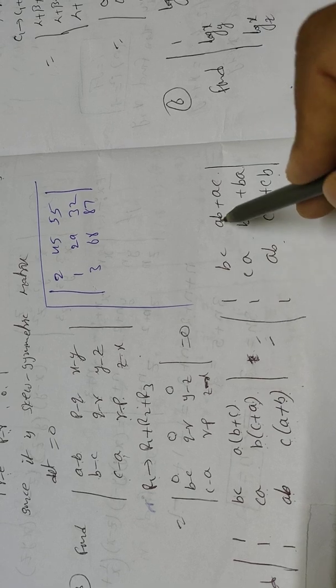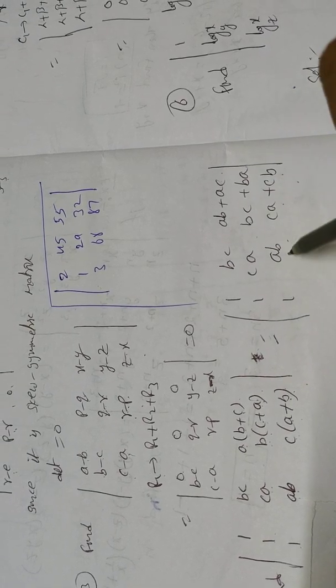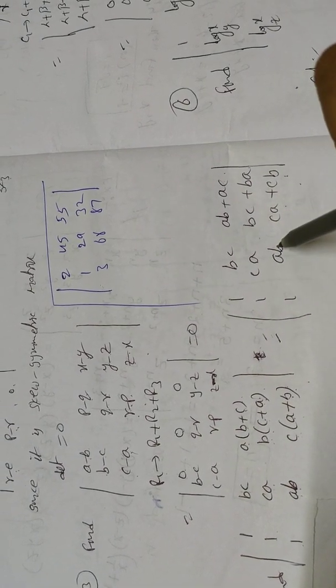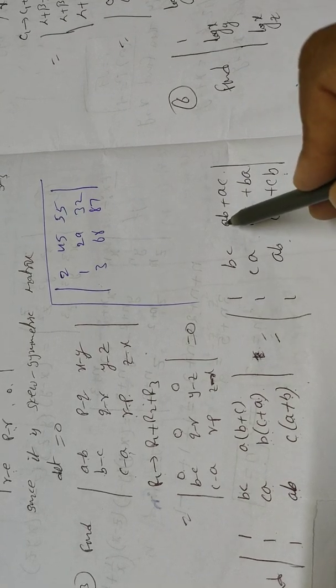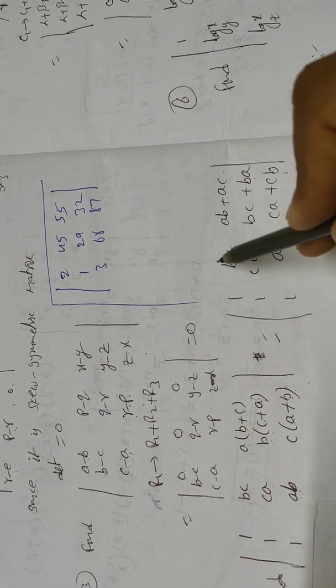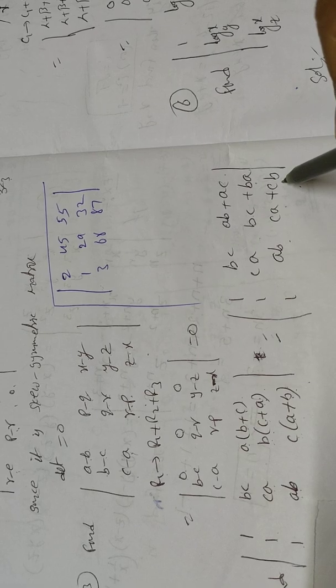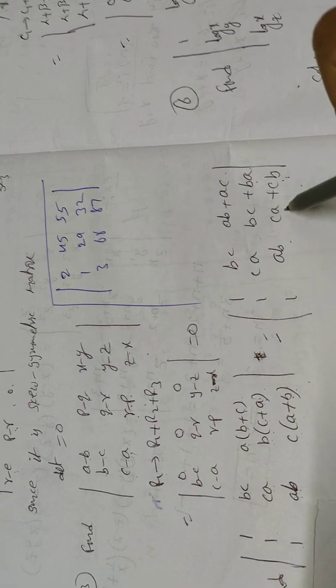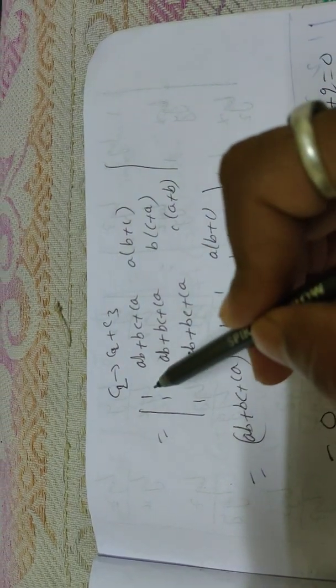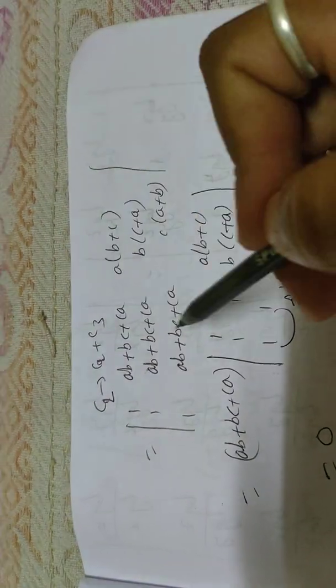So you add this one: BC, AB, AC, CA, BC, BA, AB, CA, CB. All are equal. AB means AB. Here AB is there, here also AB is there. BC, BC, BC, AC, AC, AC. So all are fixed numbers. So C2 implies C2 plus C3. So this is equal to 1, AB plus BC plus CA.